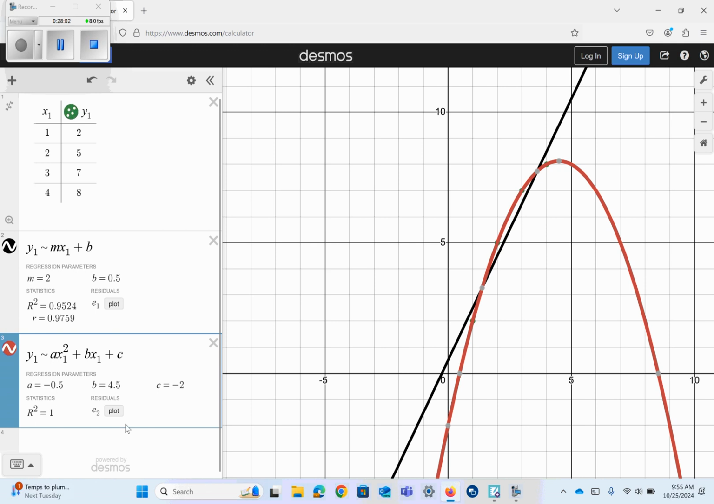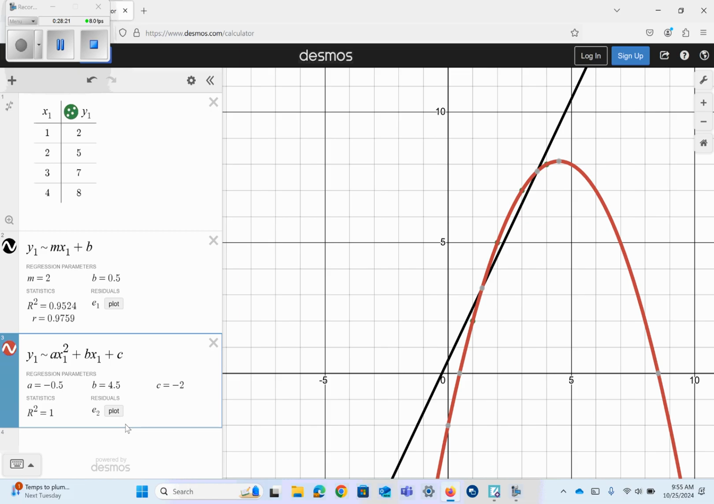Okay. So, hey, what's the red line called? Parabola. It's a parabola. Everyone agree with the parabola? And the black one's called the straight line, right? Yeah. So look at this. My straight line showed me an R value of 0.9759.